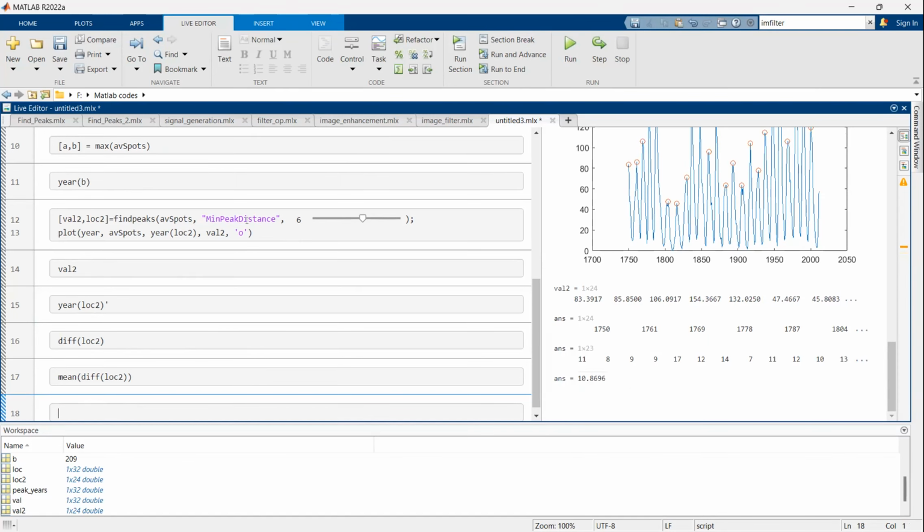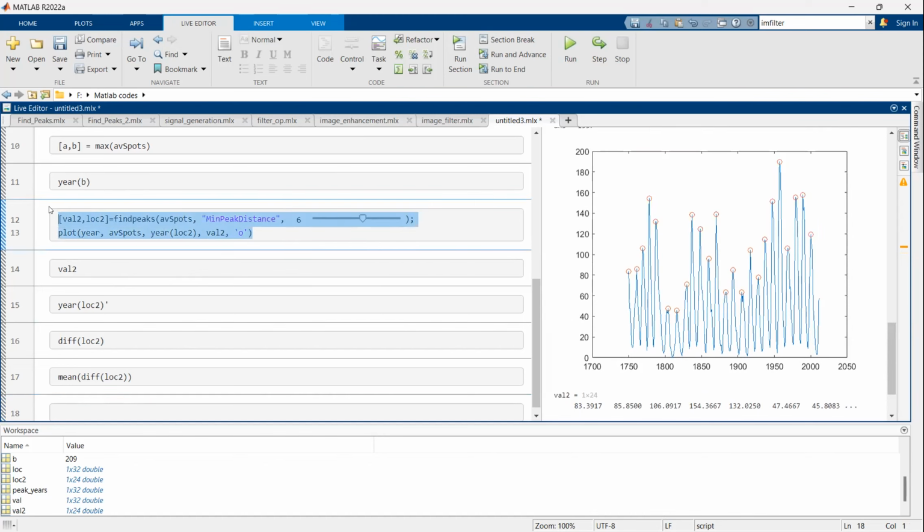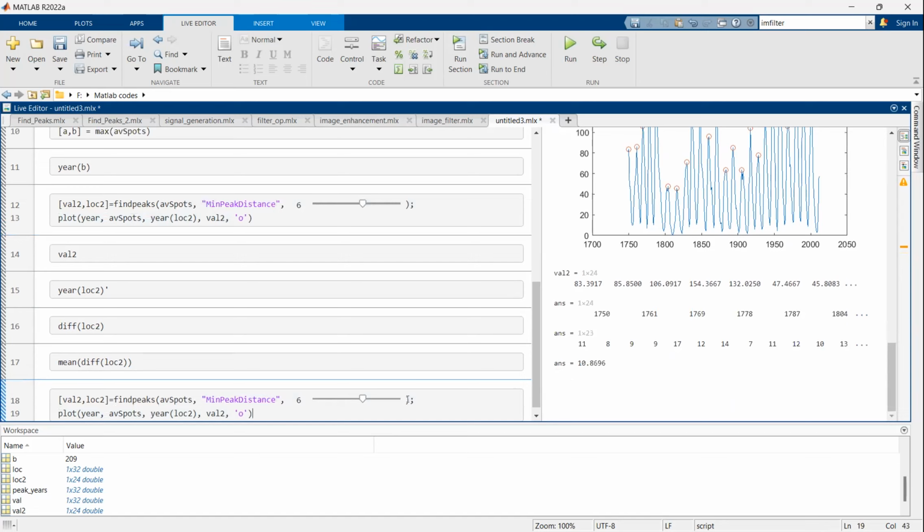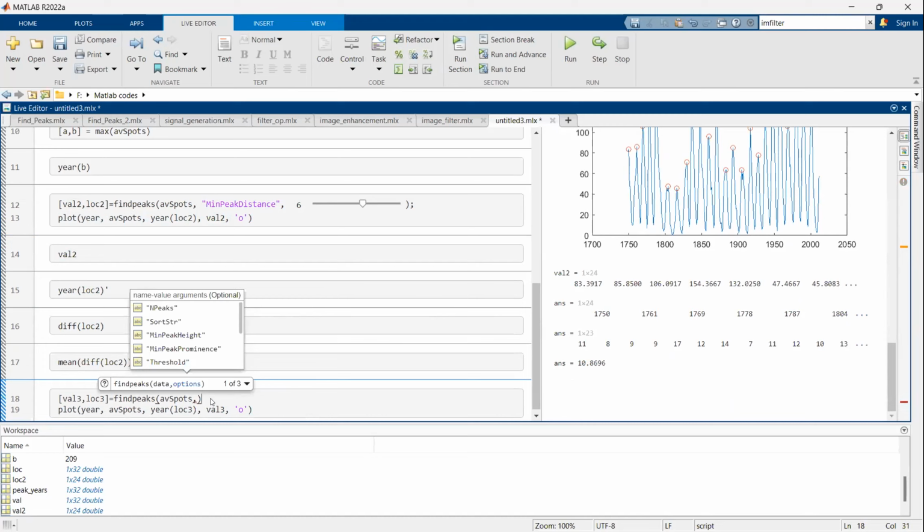So just like your minimum peak distance function, remember previously, let me delete this for now. Just make it value 3, location 3. There are some other input arguments also available, so you can also test with other values as well. Let me show you another one: minimum peak prominence.